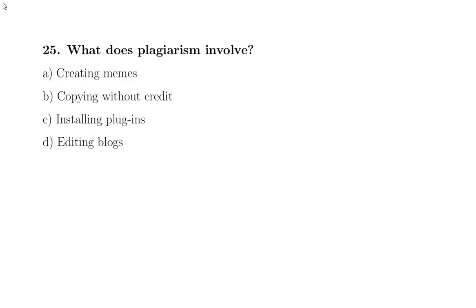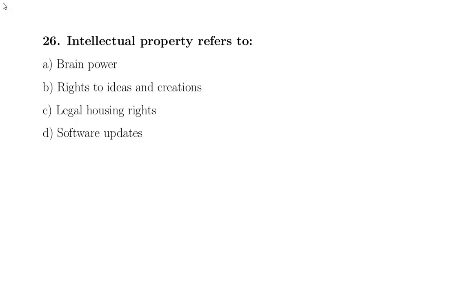Question number 25: What does plagiarism involve? Plagiarism means to copy from other sources. Creating, copying without credit, installing plugins, editing blogs. The correct option is copying without credit. That is option B.